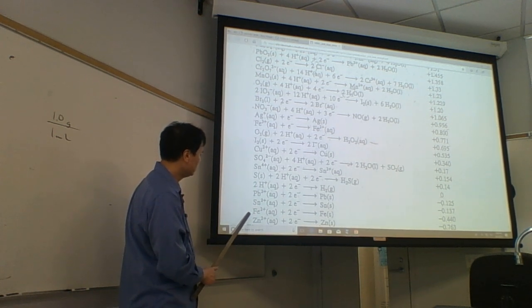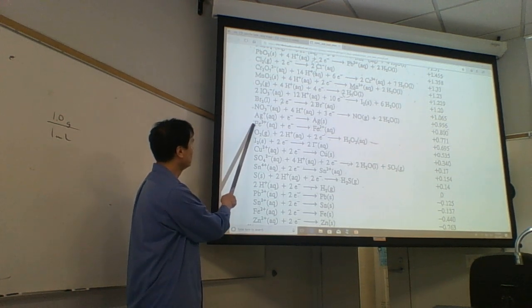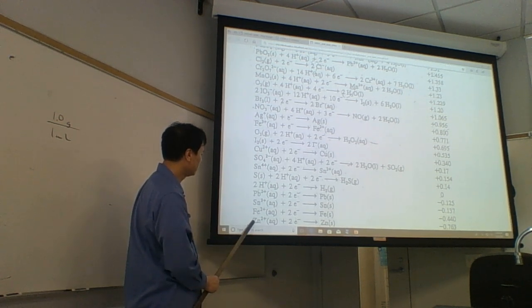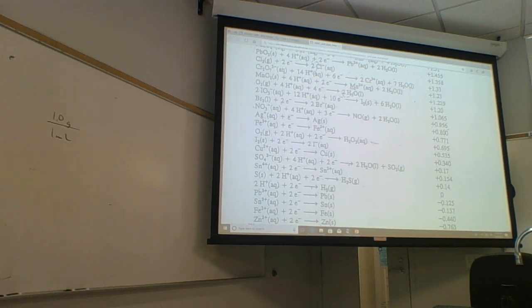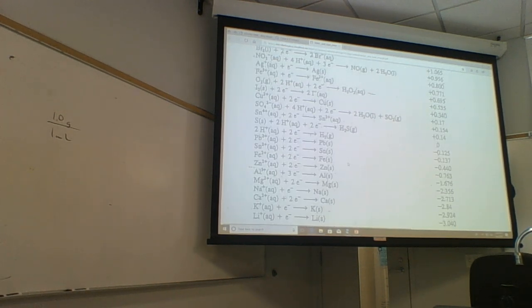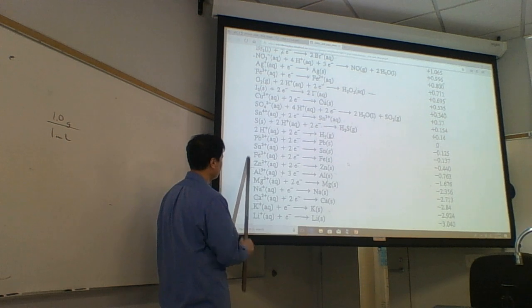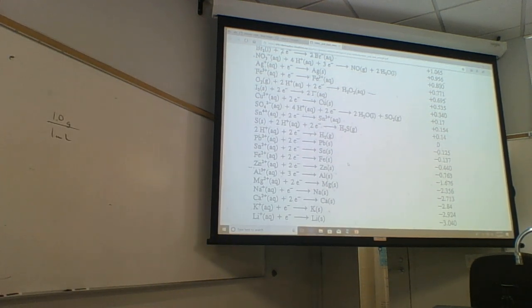Tin 2, then iron 2. Iron 2 is a much weaker oxidizer than iron 3. And then zinc 2. You know, when we start getting to iron 2, tin 2, these are very weak. Lead 2, you know, these become weak oxidizers. They don't have much of a pull for electrons.